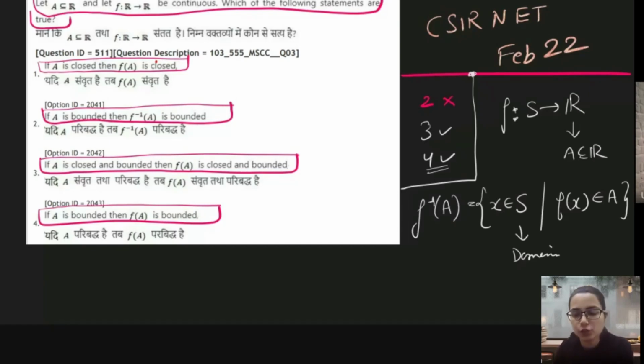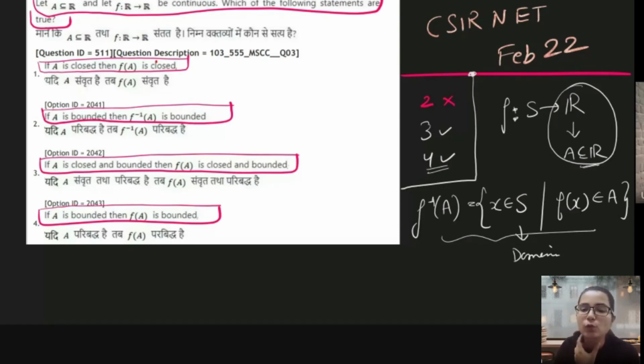This is the definition of inverse image. If you take any subset A from the codomain, and you want to find the inverse image of that set, then you have to collect all those points from the domain such that f of x belongs to A.